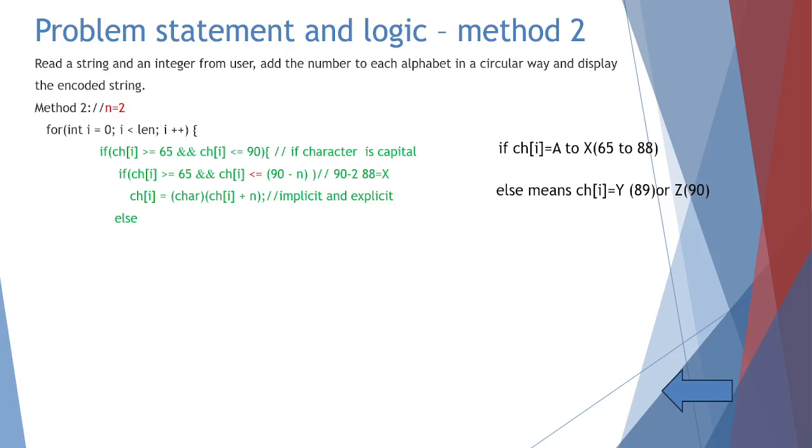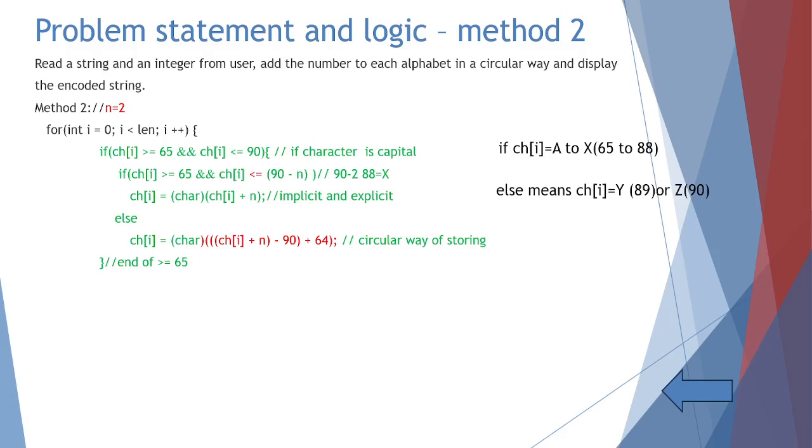Either character y or character z. So 89 plus 2 is not 90, below 90 or equivalent to 90. It is beyond 90. So 91, and z becomes 92. In that case, we need to go for the circular way. This is true with any n, but I am giving an example using n is 2. Now, in case of else, we do this particular logic.